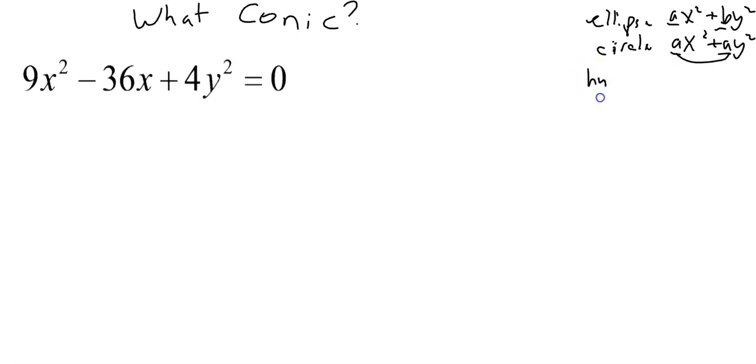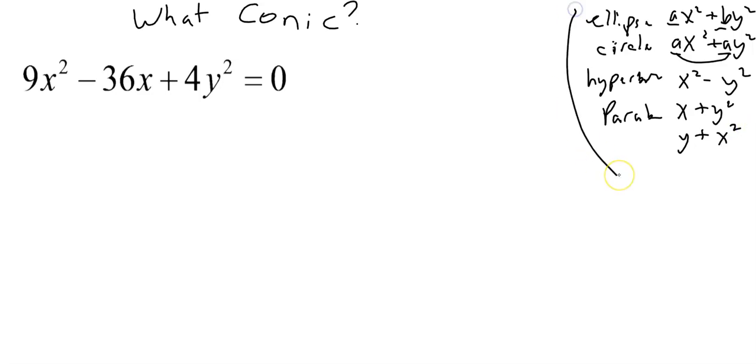So hyperbola, on the same side of the equation, the big thing is x squared minus y squared. You could have any kind of coefficient in the front. And parabola is probably the easiest to recognize. You might have an x term plus a y squared, or a y term plus an x squared, but one of them's squared, one of them's not. They could have coefficients, etc. So those are the four types of conics we're looking for.